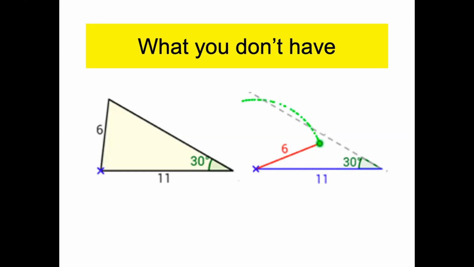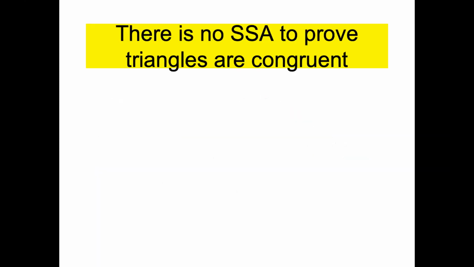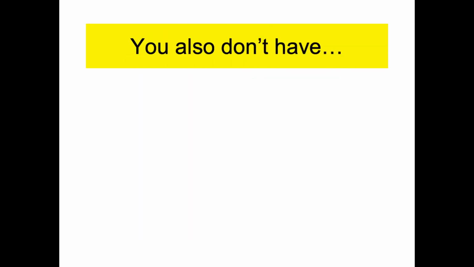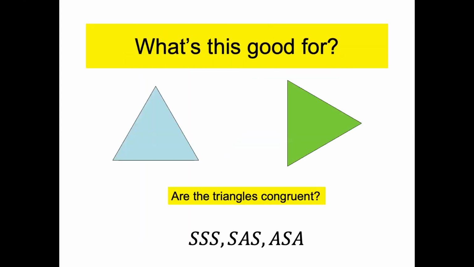So this is your classic, I don't have an ASS. All right, some math books literally call it the donkey postulate. There is no donkey postulate. They're just saying it doesn't exist, right? Okay, so you also don't have the AAA. All right, so those are the three so far that we have.